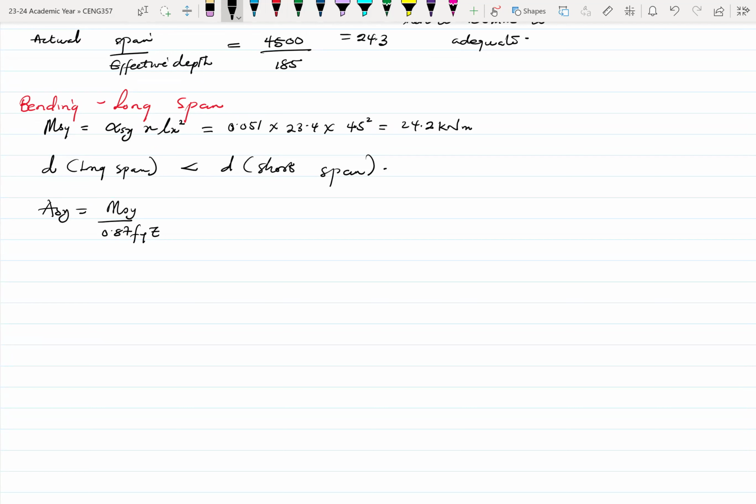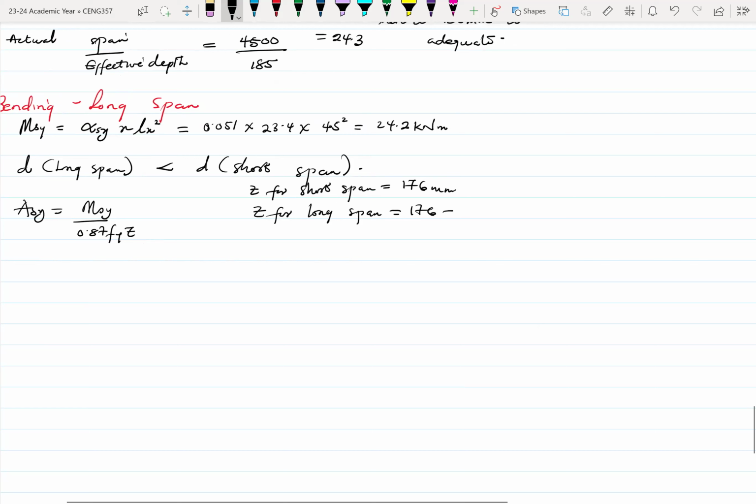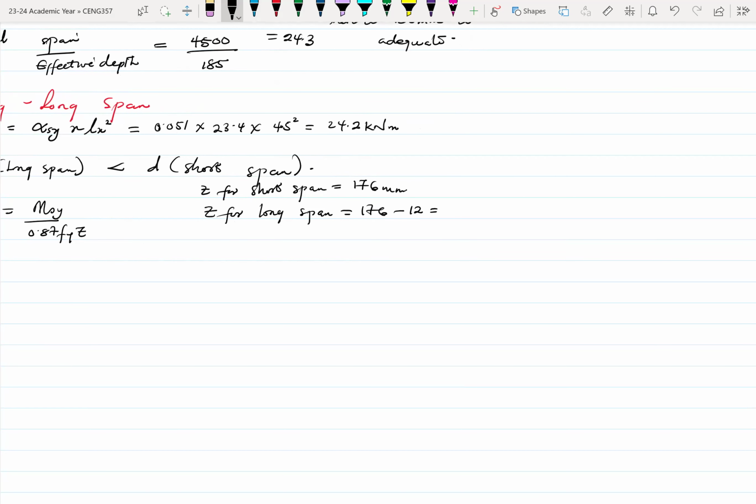Our previous Z that we had for the short span, I think was 176 millimeters. So if we want to find a Z for the long span, it will be that 176 minus the diameter of the rebar, which is 12 millimeters. So that'll give us 164 millimeters. You can also use D to calculate it, it doesn't change anything.